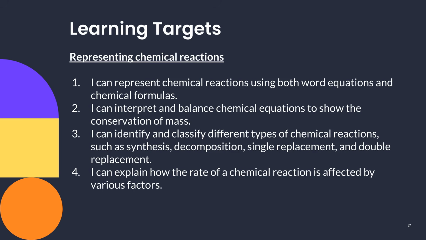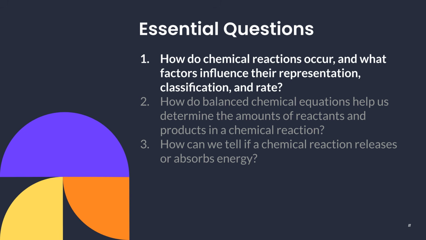Here are this lesson's learning targets. Represent chemical reactions using both word equations and chemical formulas. Interpret and balance chemical equations to show the conservation of mass. Identify and classify different types of chemical reactions, and explain how the rate of a chemical reaction is affected by various factors. This is this video's essential question.